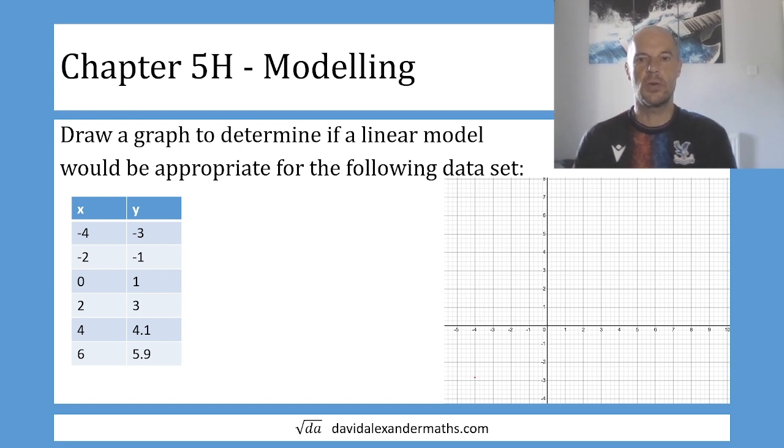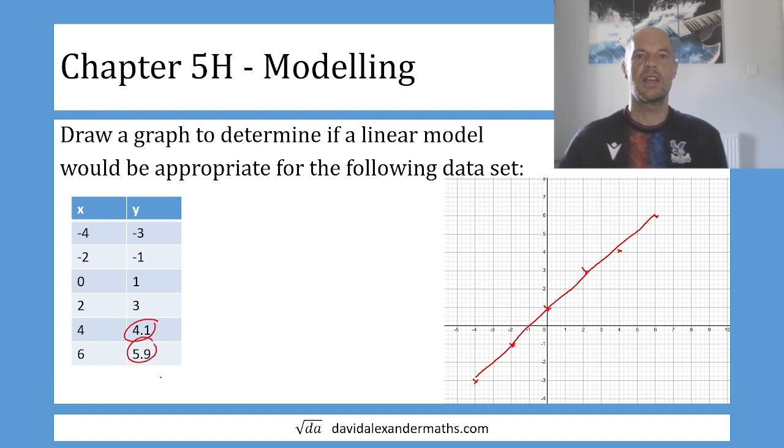So we've got -4, -3, -2, -1, 0, 1, 2, 3, 4, 4.1. I can't really tell the difference between a 4 and a 4.1, so I'll just have a bit of a guess, and 6, 5.9, which is practically 6. So a linear model would be appropriate because we can see that these points pretty much make a straight line. It might not be 100% perfect because these ones are a tiny bit off, but only a tiny bit, so a linear model is appropriate.